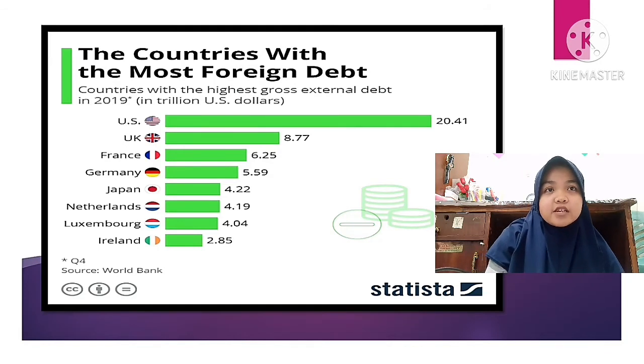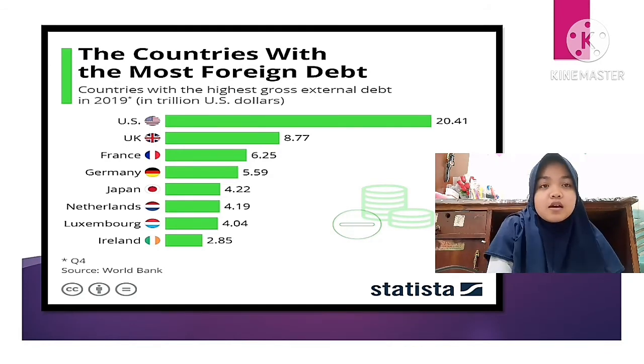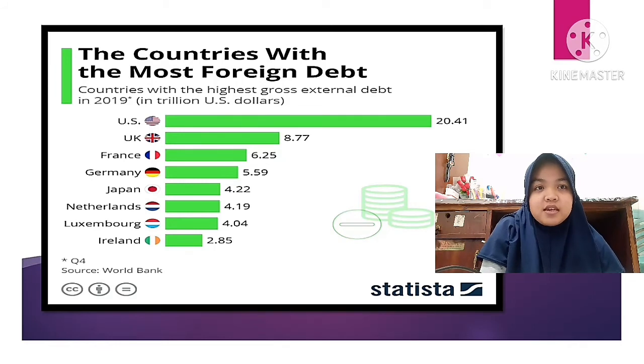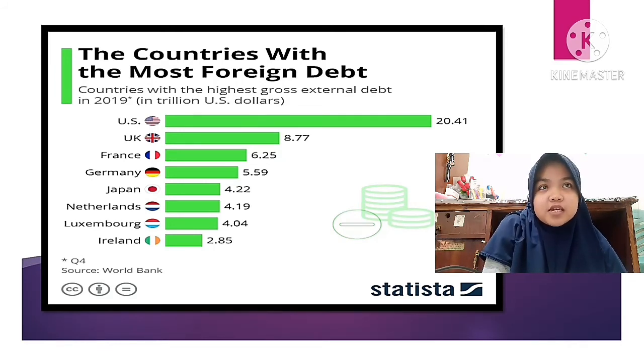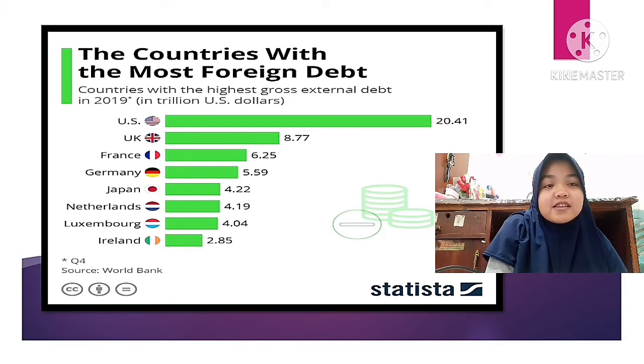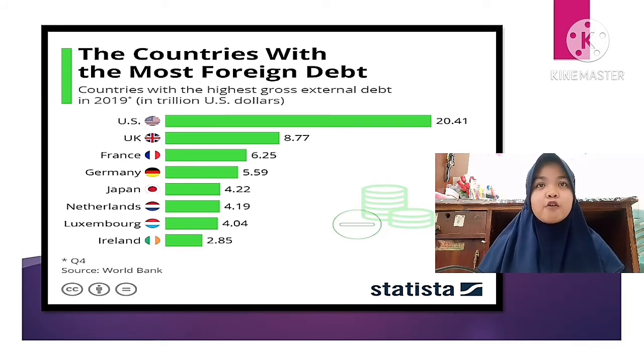Okay, this is the countries with the most foreign debt. As we can see, topping the ranking of the countries that borrow most from others is the United States, which is 20.41 trillion US dollars in debt, according to the latest number available from the World Bank. Next in line is the United Kingdom, which has racked up 8.77 trillion in foreign debt, followed by France, which owes 6.25 trillion.